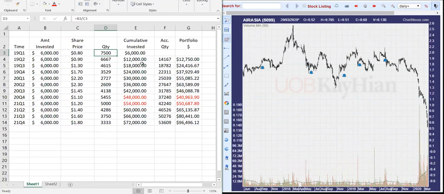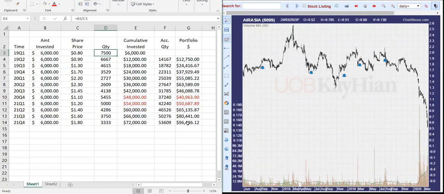This is your cumulative invested amount, your principal, and this is the accumulated quantity. So you start with 7,500 and then you add another 6,000 into it, so you've got 14,000. You buy 4,600, you've got 18,000, then you buy another 3,500, you've got 22,000, and so on. You continue to invest in the stock market until 2021 quarter four, and this is your portfolio value. As the quarters go on, the share price goes up and down.